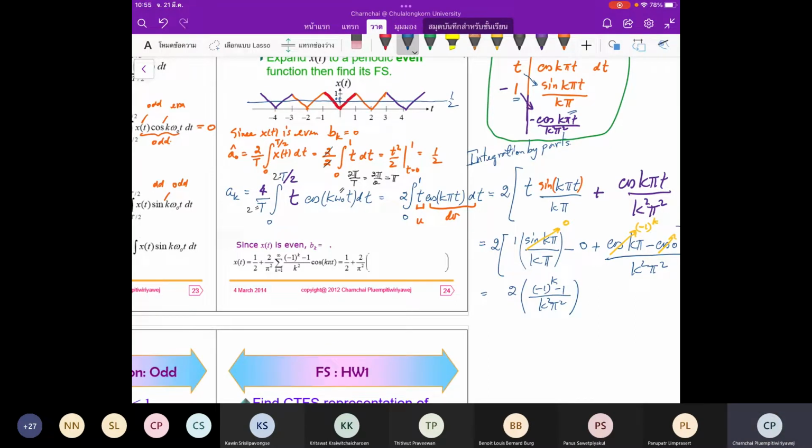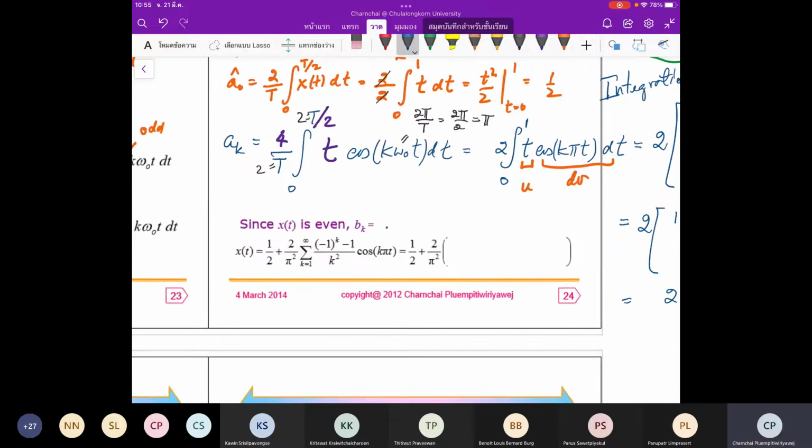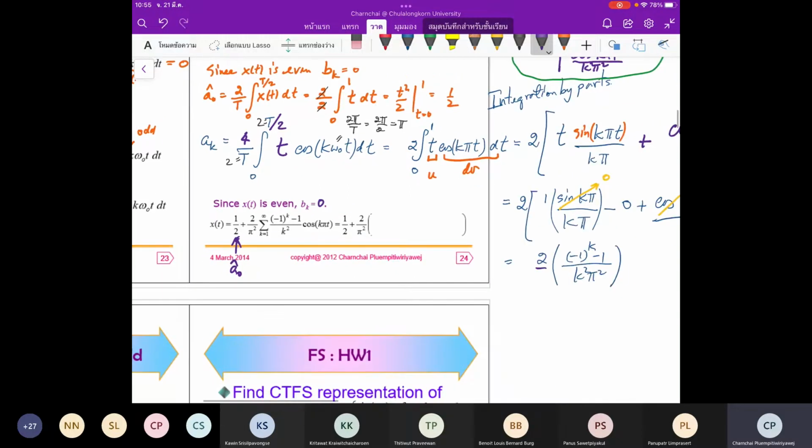And that's it. So over here, b0 equals 0 because x is even. And this is our a0 hat. And we factor out the constant 2 over pi squared, which is constant, and we got negative 1 to the k minus 1 over k squared.